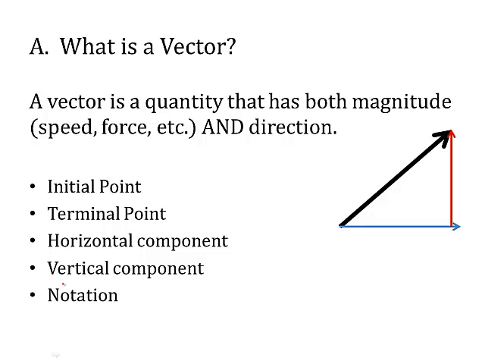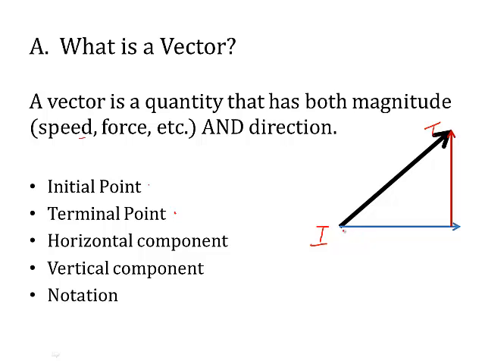Okay, a vector is a quantity that has both magnitude and direction. The magnitude could be a speed, it could be a force, multiple things. Usually a speed, but it's going to also have a direction that it's going in. Okay, so when you have a vector, you're going to have these things right here: an initial point, a terminal point. Initial point is where it starts. Terminal point is where it's going to stop. Okay, and that will help determine the direction.